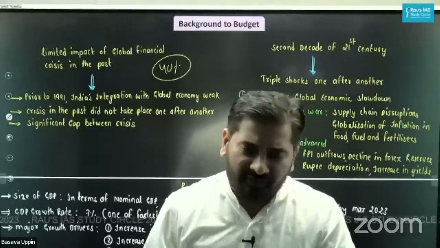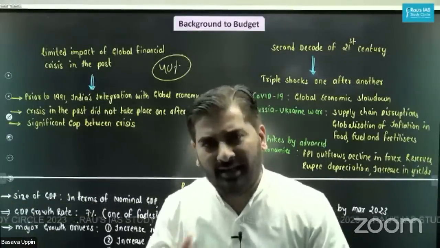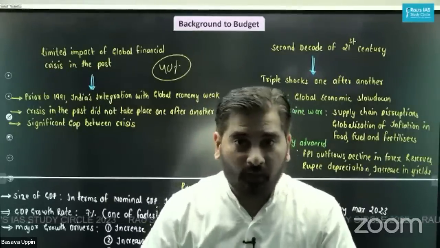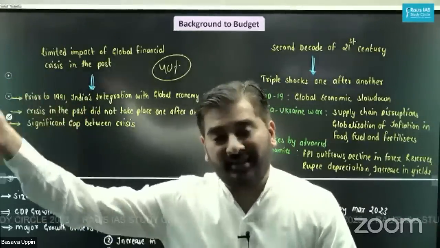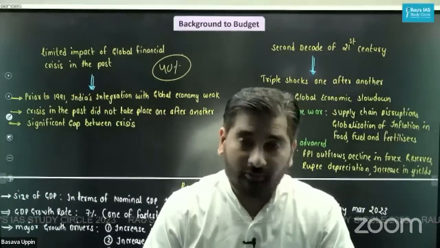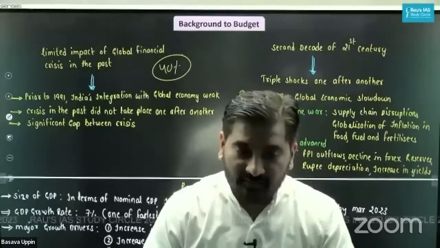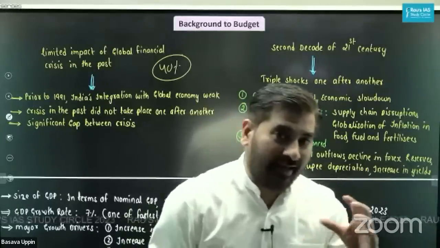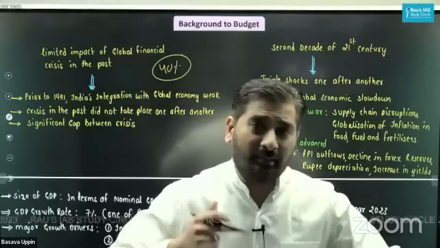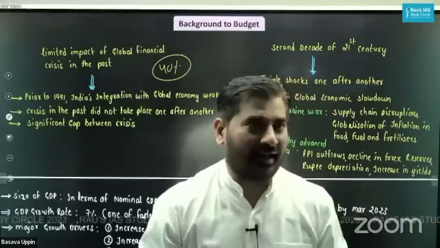So in the past, whenever any kind of crisis took place in the global economy, it invariably affected the Indian economy as well. But whenever a global financial crisis took place in the past, it did not affect the Indian economy much. There was no large-scale impact on the Indian economy. The question is why? Because these global financial crises did not take place immediately one after another. There was a significant gap after every crisis.